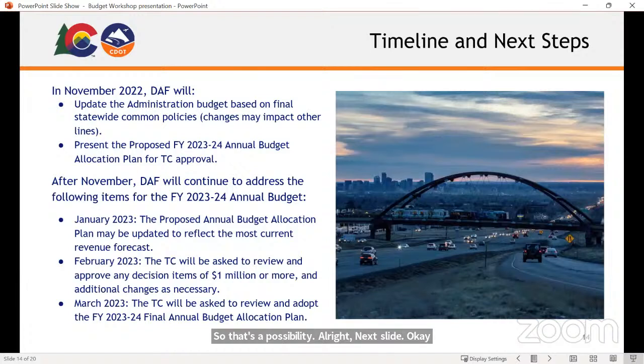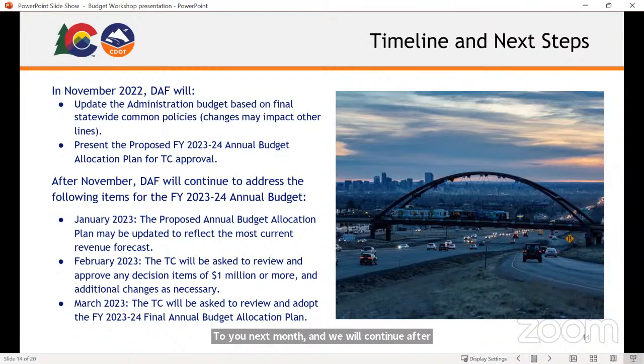Okay, finally, timeline and next steps. We will update that administration budget after November 1, when we have that information, and then come back and present the proposed draft to you next month. And we will continue after that addressing a lot of other items.